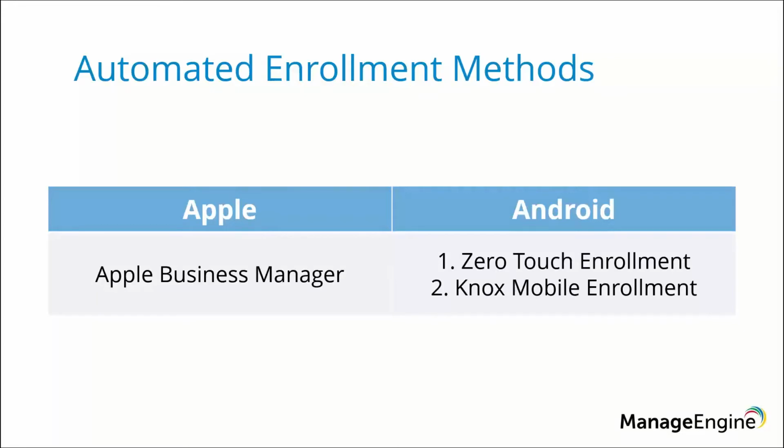First, when it comes to automated enrollment for Apple devices, you can integrate with Apple Business Manager and onboard the devices remotely, just using the device serial number. Same way for Android, you have zero touch enrollment and Knox mobile enrollment, which is applicable for Samsung devices alone. Let's take one by one. First, let me show you the Apple Business Manager.